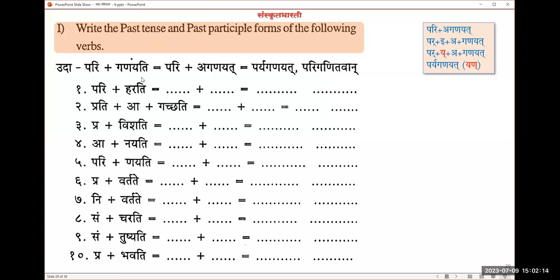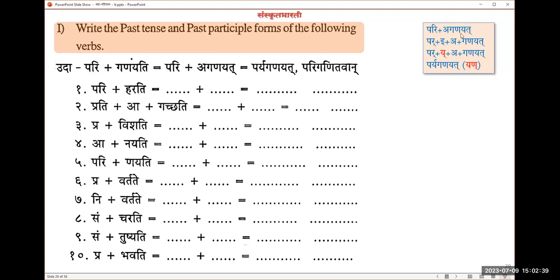Udaharanam, pari plus ganayati, pari aganayat. Of course, this is the lat. Pari ganayati is the lat form. Pari plus aganayat is the lang form. Parya ganayat: i plus a, y plus a, ya. So parya ganayat. So the repa goes in as an accent on top of parya ganayat.